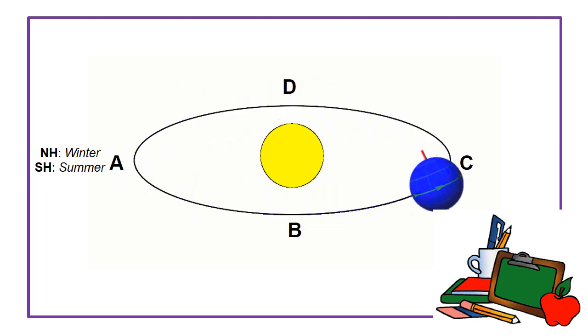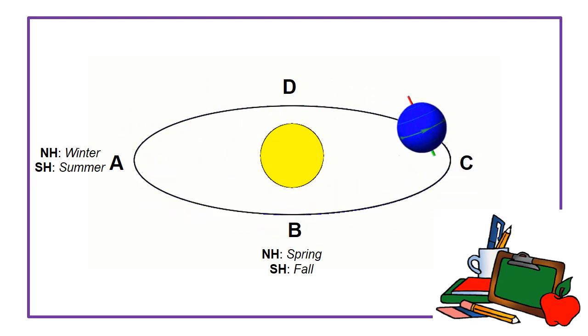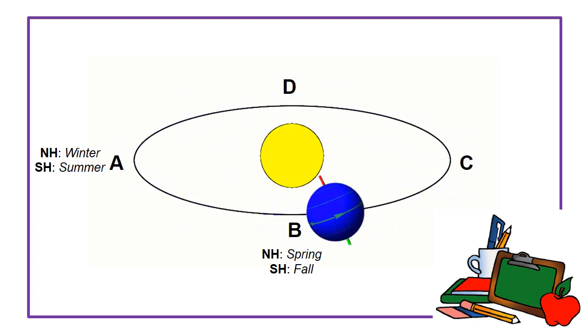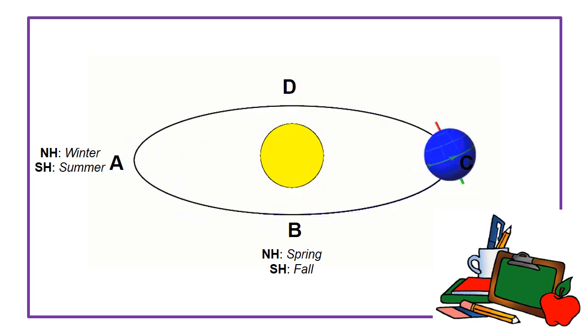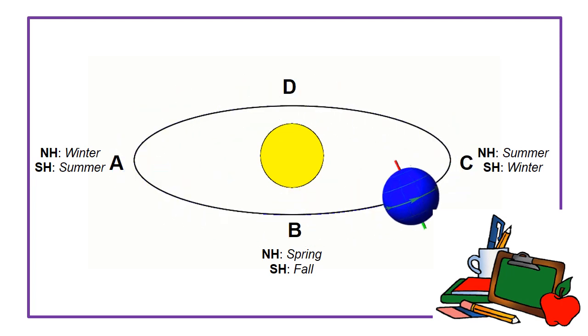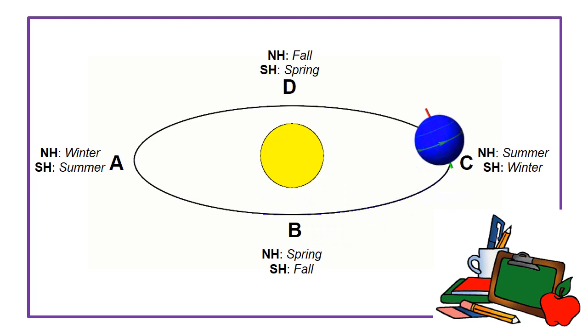Now in B, after 3 months, the northern hemisphere will have spring, and the southern will have fall. For the reason that at position B, the temperature in the northern hemisphere starts to increase, while in the southern hemisphere, the temperature starts to decrease. Then at position C, the northern has summer, and it will be winter in the southern. And lastly in D, northern will have fall, and southern will have spring, and then it goes back to A again.